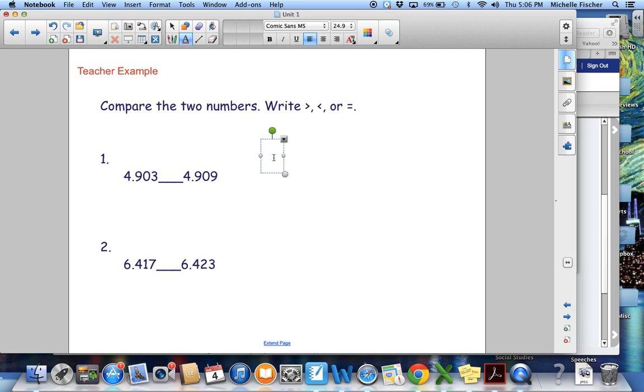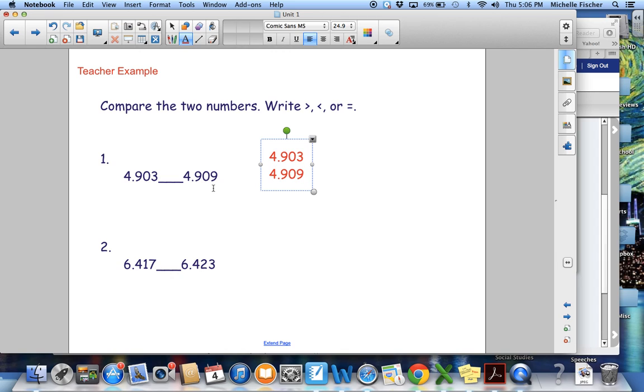Let's go red. So we have 4 and 903 thousandths and 4 and 909 thousandths. If you can tell just by looking at this which number is greater, that's awesome, but we still want to write out every step. So our first step is to line up the decimals. So I have 4 and 903 thousandths lined up with 4 and 909 thousandths.